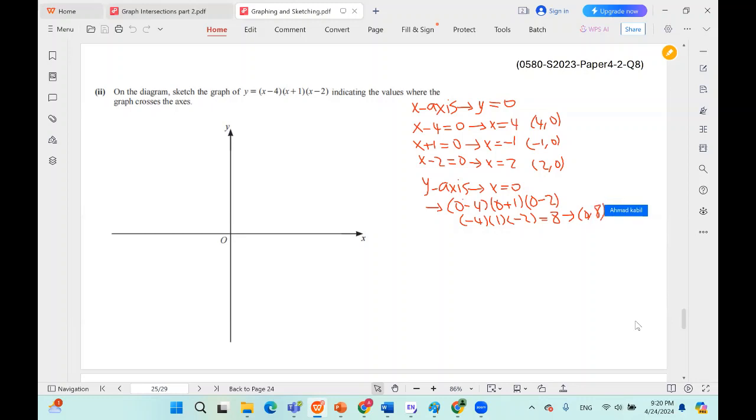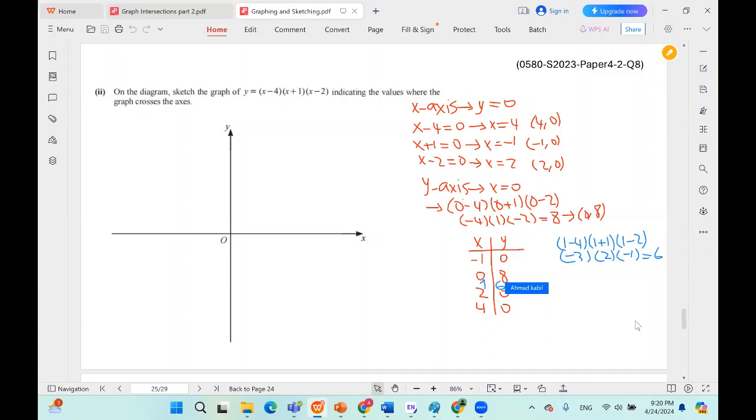Now we draw our table, x versus y. The x values that we got are negative 1 and 0 and 2 and 4. And we have here 0 and 8 and 0 and 0. We can get some intermediary points. For example, when x equals 1, what happens? If we just plug it into the original equation, we get 1 minus 4 times 1 plus 1 times 1 minus 2. This is negative 3 times 2 times negative 1. And this is positive 6. So we have 1 and 6 here.